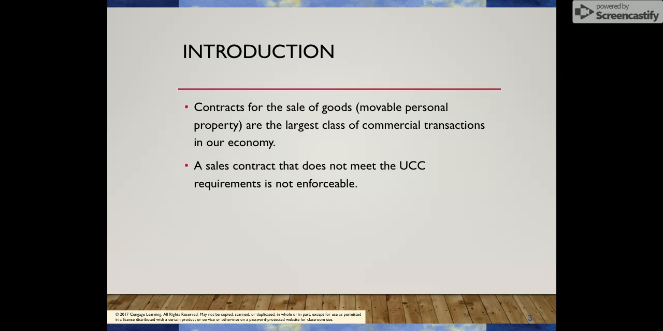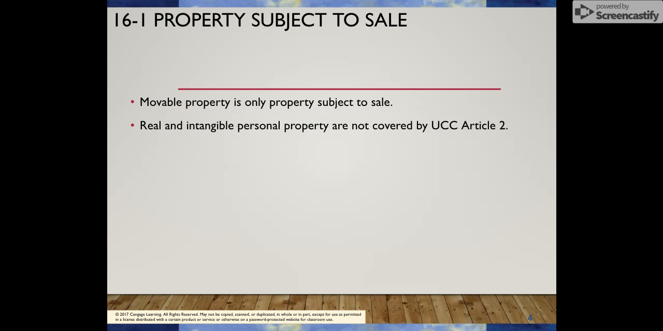Contracts for the sale of goods, which is movable property, are the largest class of commercial transactions within our economy. A sales contract that does not meet the UCC, the Uniform Commercial Code requirements, is not enforceable. Movable property is the only property that is subject to sale. Real and intangible personal property are not covered by the UCC Article 2.